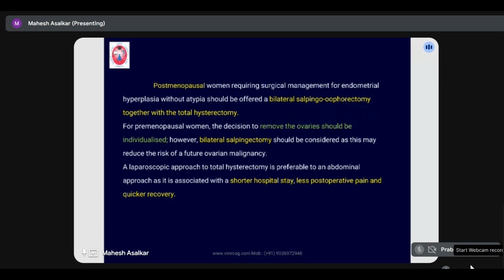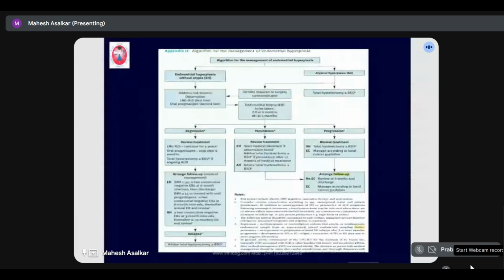Most of the options will be confusing, so you have to see what is the best in that particular scenario. One, whether it is medical management or surgical management, then what kind of medical management we are offering, like LNG IUS or oral progesterone. Then what kind of surveillance we are going to do, when we are going to discharge, and what are the high risk factors involved, and accordingly you will select the appropriate option from the given options. This is the same thing we have seen here.